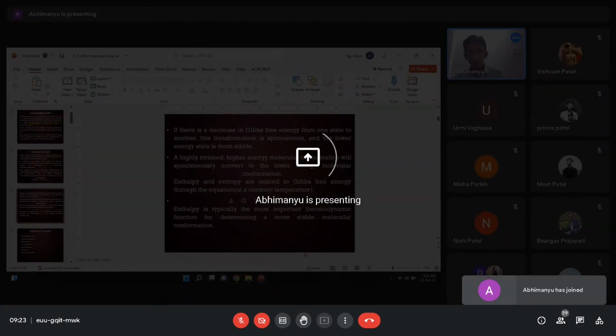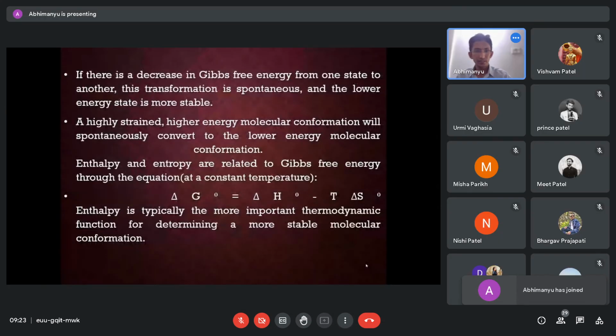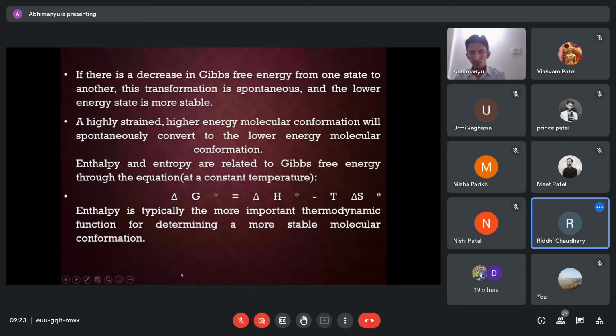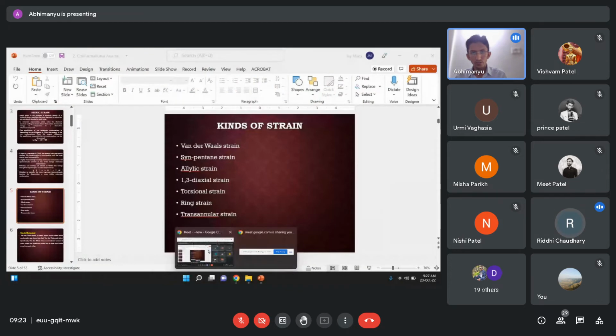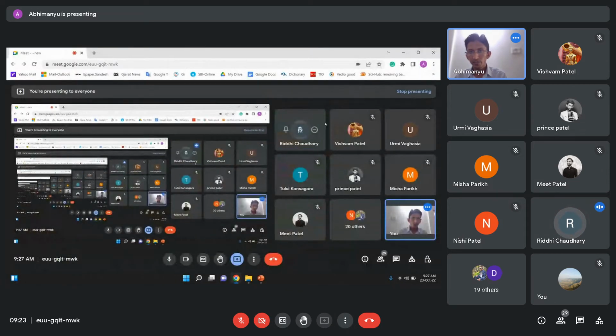Second factor is the kind of strain. So the first one is the steric strain. And what are the different kinds of strain? First, van der Waals strain, syn-pentane strain, allylic strain, 1,3-diaxial strain, torsional strain, ring strain, transannular strain, etc. I will discuss each one.